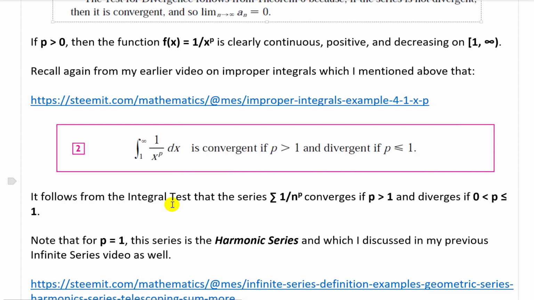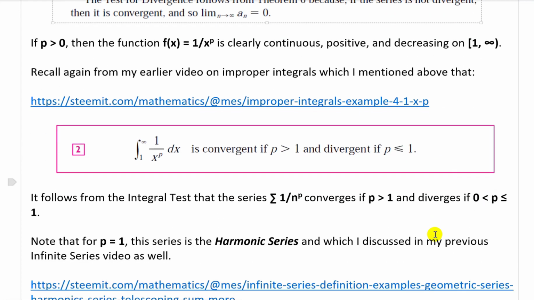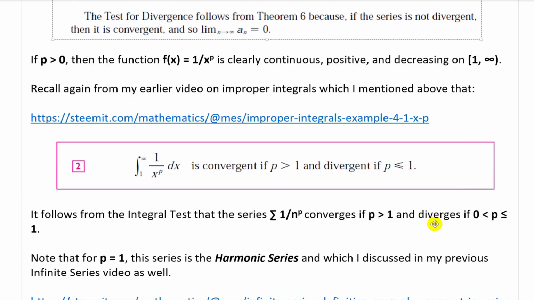So it follows from the integral test that the series summation of 1 divided by n to the power of p converges if p is greater than 1, and diverges if p is between 0 and 1. In our case, if p equals 0 as well, or if it's less than 0, it also diverges.